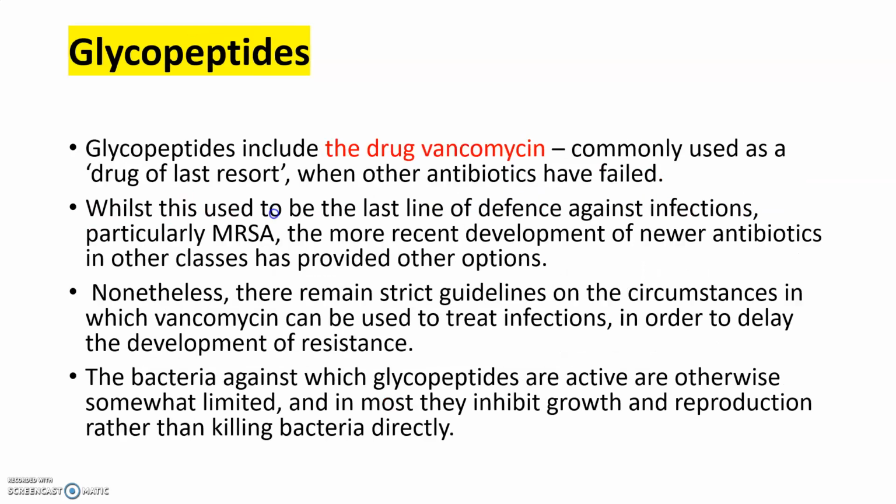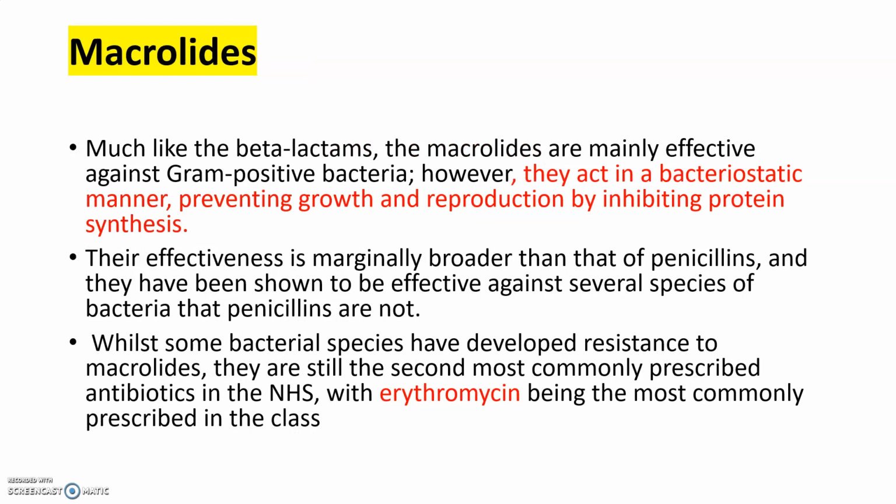So penicillin is more effective. And they have been shown to be effective against several species of bacteria that penicillin is not. That is another advantage. Those species in which penicillin is not effective, macrolides are effective. While some bacterial species have developed resistance to macrolides, they are still the second most commonly prescribed antibiotics. And among these macrolides, erythromycin is the most commonly prescribed in this class.